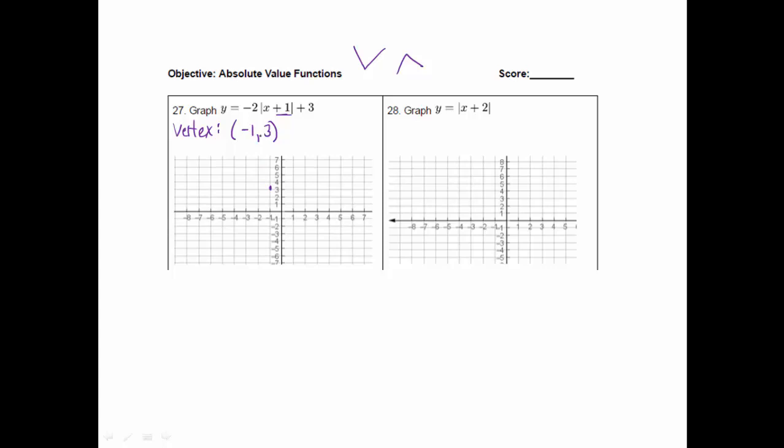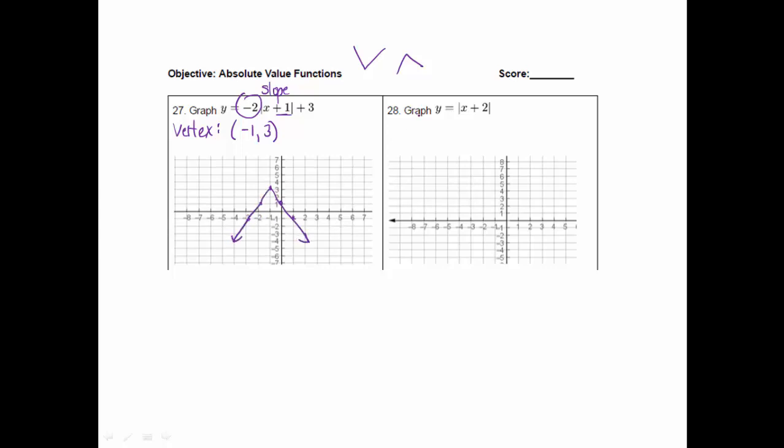And then from here, differently than quadratics, we just look at this one. This is going to be our slope. So our slope is negative 2. So from here, we're going to go down 2 over 1 in both directions. I'll do that a couple times. And so there is my V.